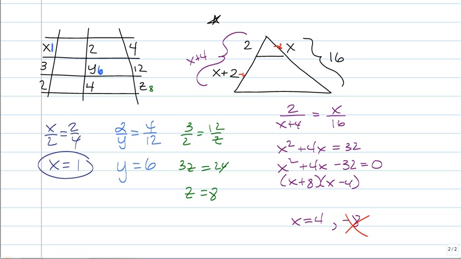So again, when you're writing ratios and proportions, just make sure your ratio is the same. Top over middle, top over middle, top over the whole, top over the whole. Left over right is equal to whatever. As long as you keep the ratios the same, you're going to be good to go.